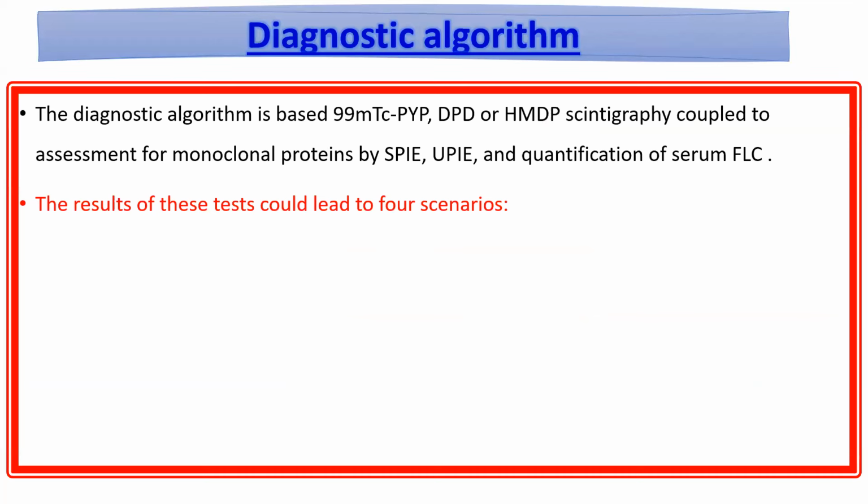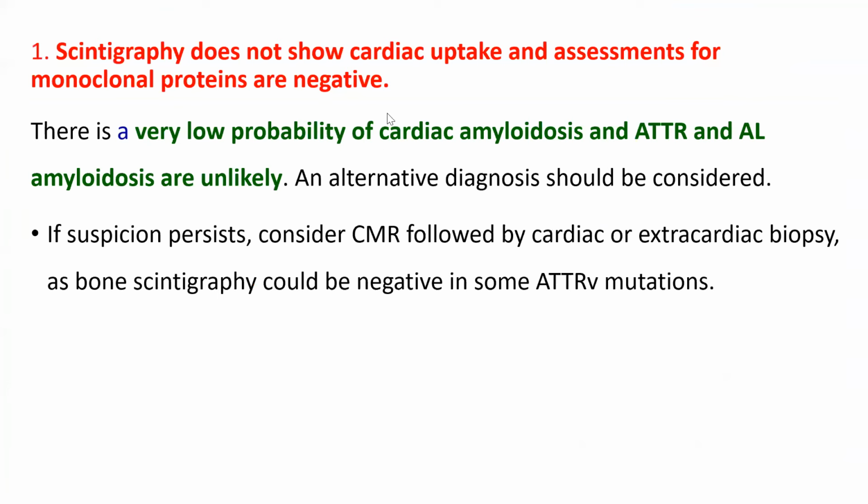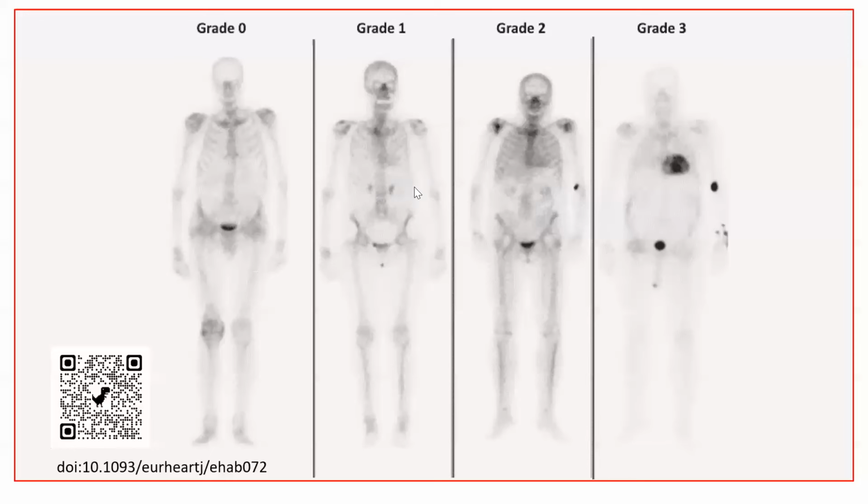So the diagnostic algorithm based on the 99mTc bone scintigraphy can be divided, after assessment of monoclonal protein, into four scenarios. First scenario, the scintigraphy doesn't show cardiac uptake and the tests for monoclonal protein are negative, then cardiac amyloidosis is unlikely and other diagnoses should be sought. If symptoms persist, then consider CMR followed by cardiac or extracardiac biopsy, as bone scintigraphy could be negative in some ATTR amyloidosis. This is an example of the bone scintigraphy.